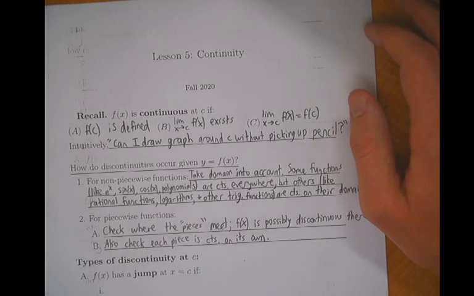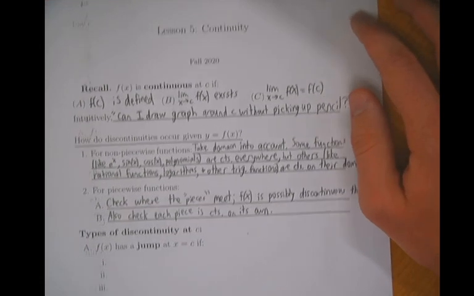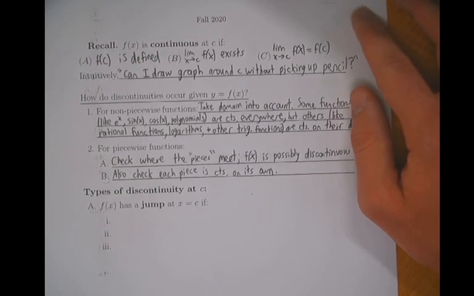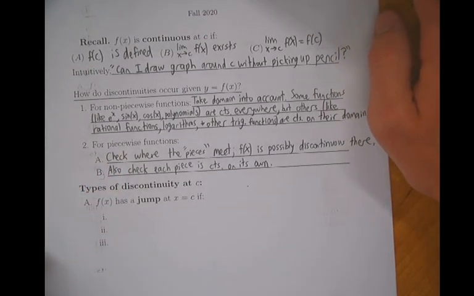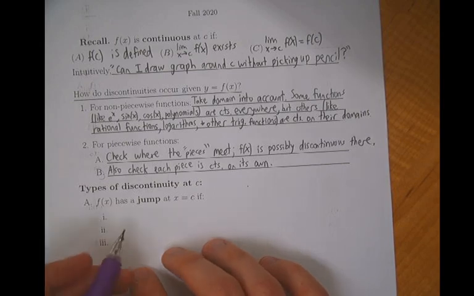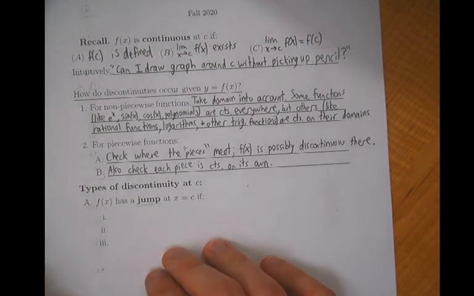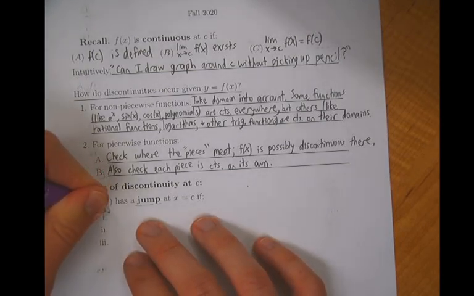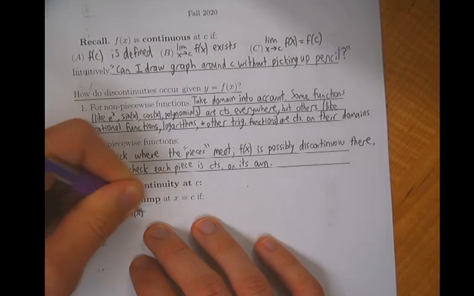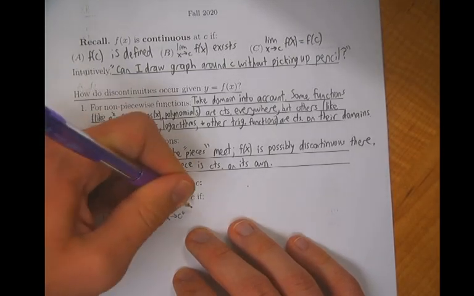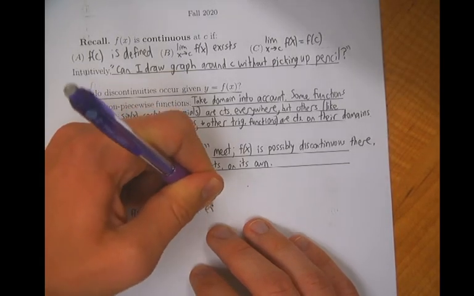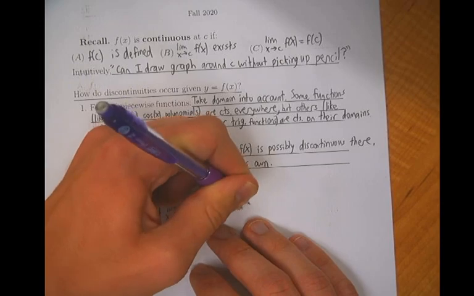Types of discontinuity at c. We talked about this on Friday, but we'll reiterate those concepts here. The first one in this lesson is a jump. f of x has a jump at x equals c if the one-sided limits, the limit as x approaches c from the left of f of x and the limit as x approaches c from the right of f of x, exist and are finite.